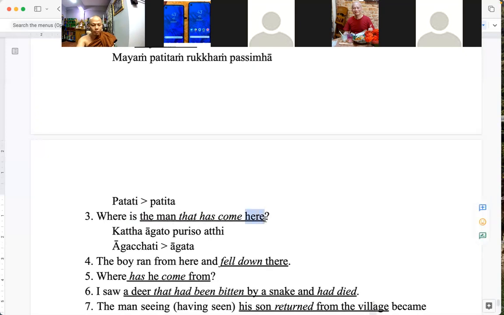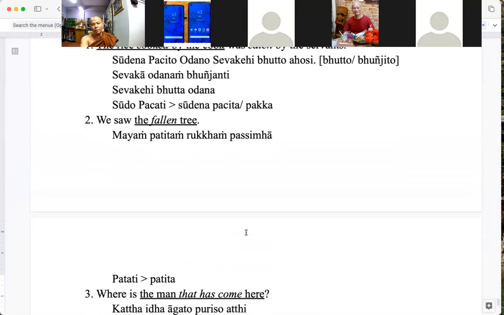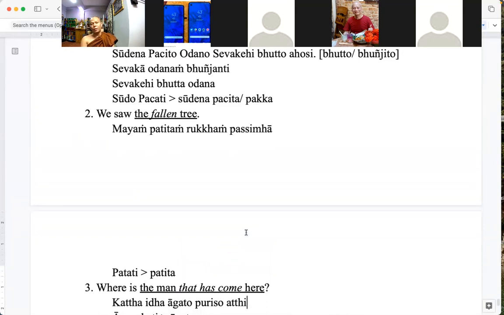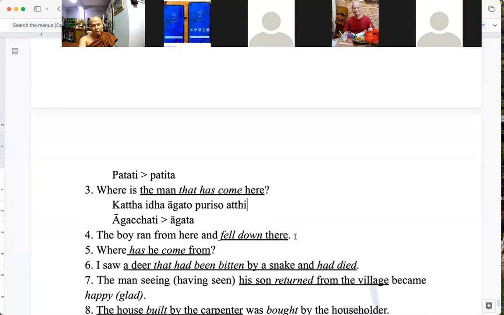And then here is ida. This ida is not related to the verb to be, it is related to the past participle has come. Before that past participle in Pali, we need to put ida. So katha ida agato puriso ati. Okay. So now based on the function of that past participle adjective, if it is a modifier function, it will be the same as what it modifies. Or if it is a predicate function, it will be the same as the subject. So that is very simple.